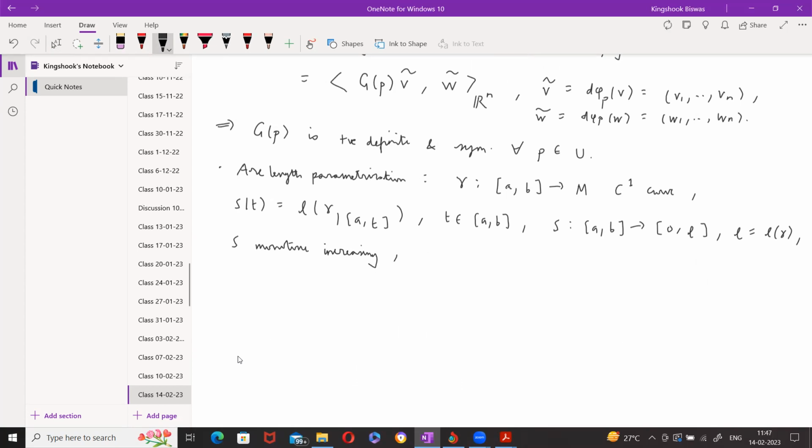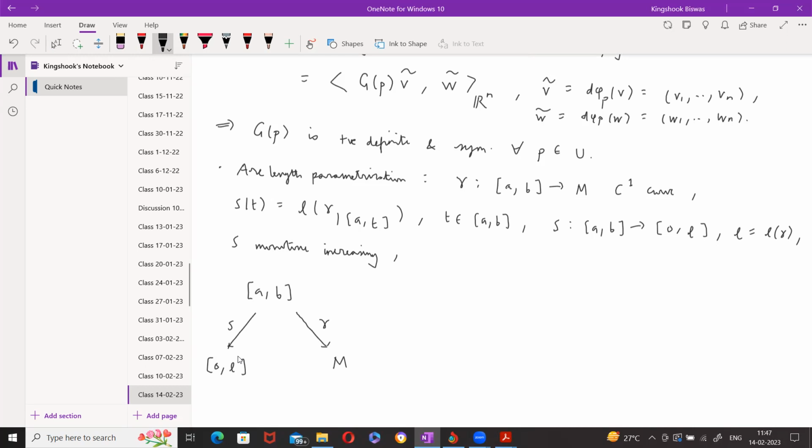And notice that, so what is my picture? I have basically the interval AB here. And I have this S, which is mapping to the interval 0L. And I have gamma, which is mapping into M. Now, gamma may not be 1-to-1.